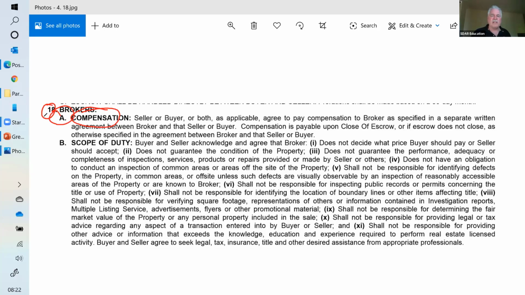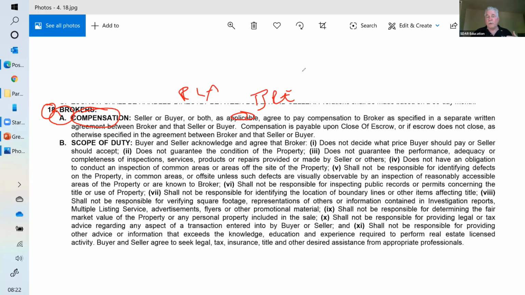So let's look at my compensation. Seller or buyer, or both, whoever, as applicable, agree to pay compensation to the broker as specified in a separate written agreement between the broker and that seller or buyer. So the one for the seller is my RLA. The one for my buyer is my BRE, right? The RLA is the residential listing agreement. The BRE is the buyer representation agreement. Those are my two employment agreements that we use in the state of California for doing transactional work.